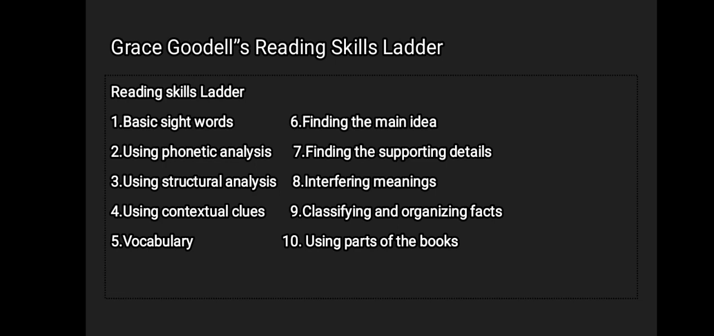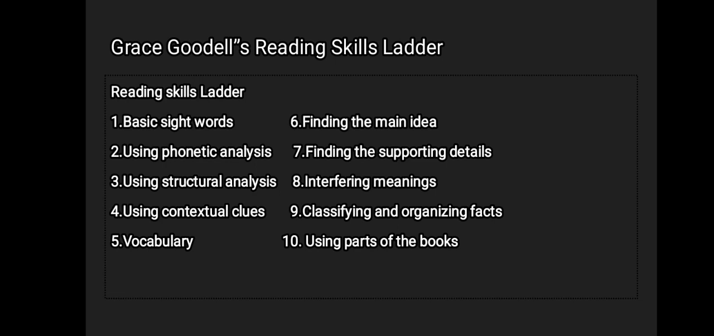Then number 7 is finding the supporting details. Supporting details are specific pieces of information in a piece of writing that support the main idea or the topic sentence. For example, for instance, in addition, another, in fact, furthermore, moreover, therefore, and etc.